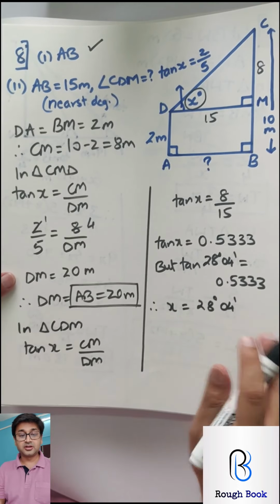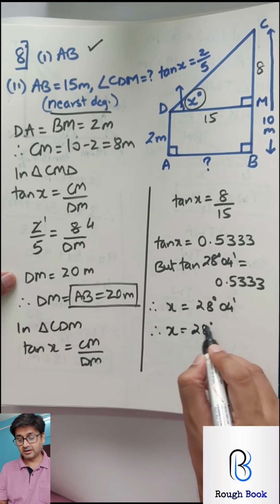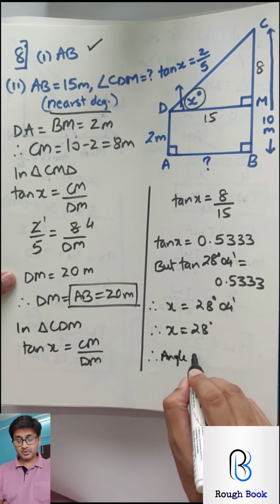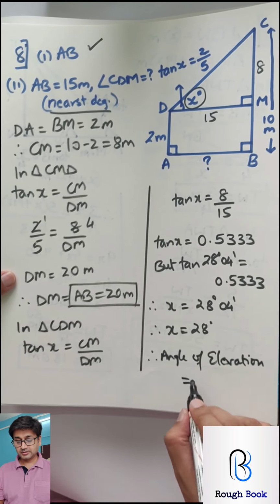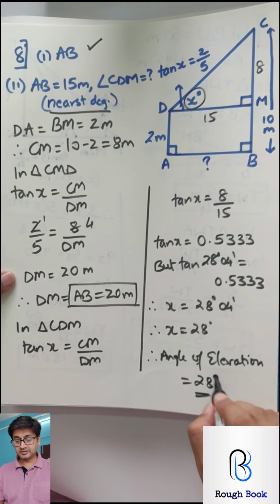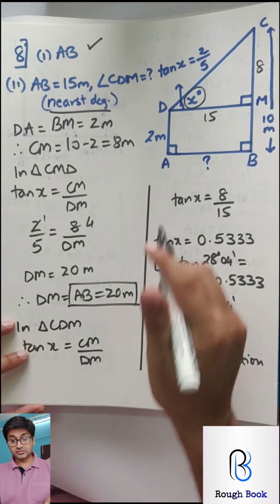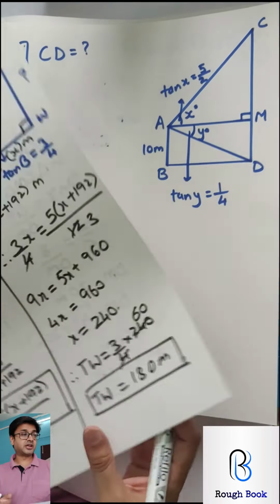But they say give your answer to the nearest degree. So therefore you can say x as 28 degrees. And then write the answer. Therefore angle of elevation is equal to 28 degrees. Easy? Was this interesting? Yeah, because same question, 2 parts. This is for the first time we found it this way. Yeah, let's go to the next one.